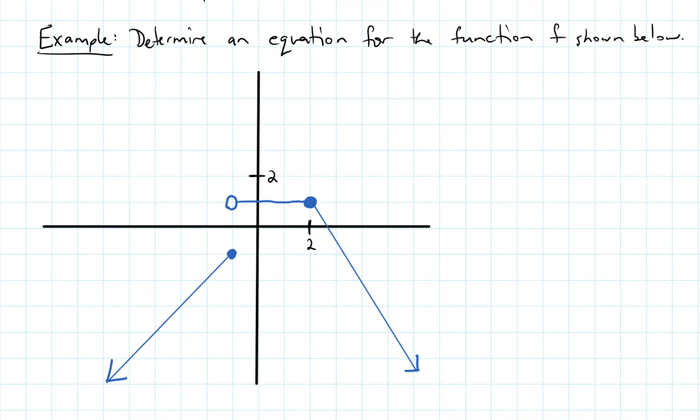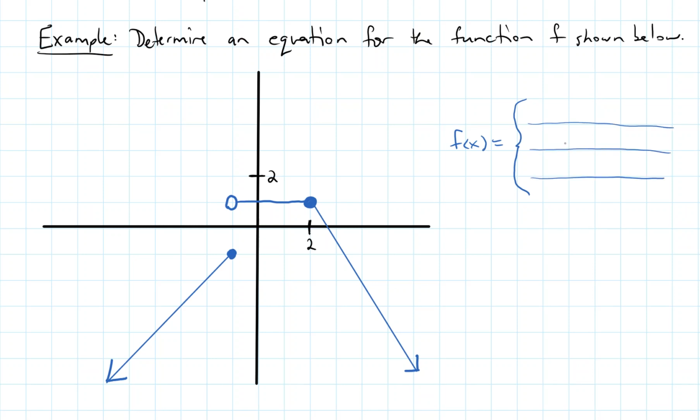So here we have a piecewise graph of a function called f, and we're supposed to find an equation or a formula for this particular function. And there is more than one answer for this. But here's what we're going to do. Basically there's three pieces. So we know that the function is going to look like f of x equals, and then we're going to have three output formulas.